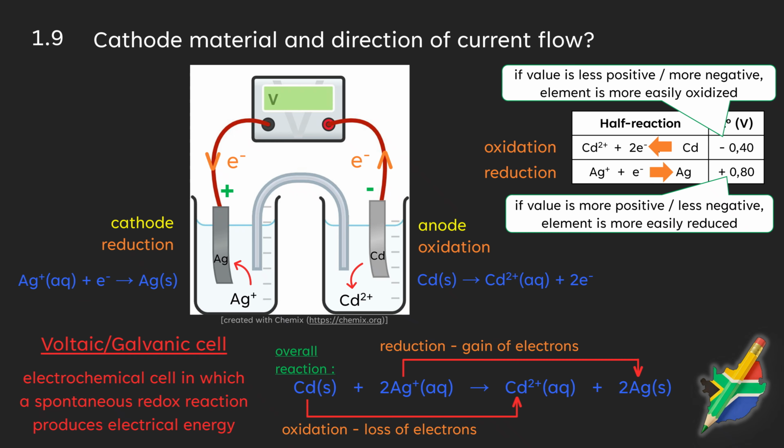From the two half reactions, we could write this overall or net reaction. Finally, we can see that the cathode is made from silver, and the electrons flow from the cadmium electrode to the silver electrode through the wire. So the answer is B.